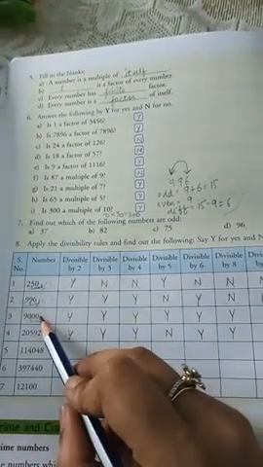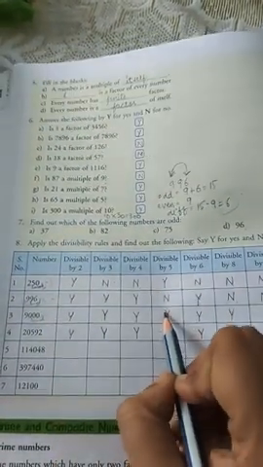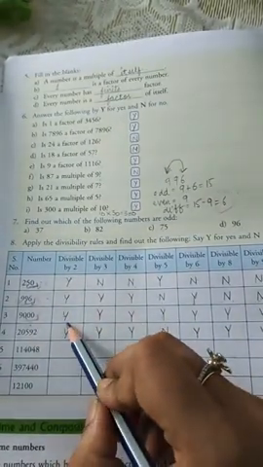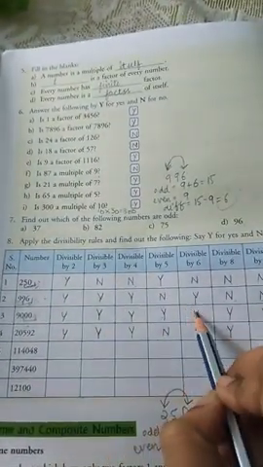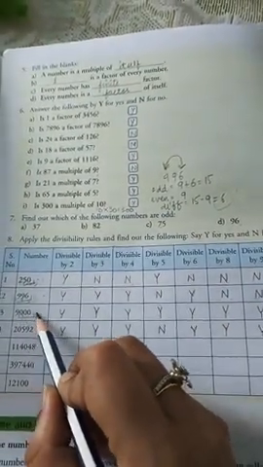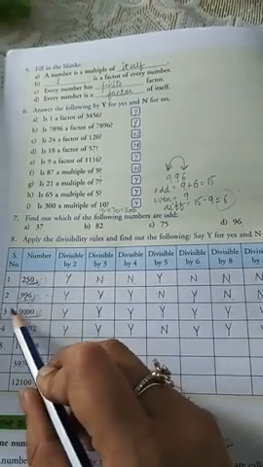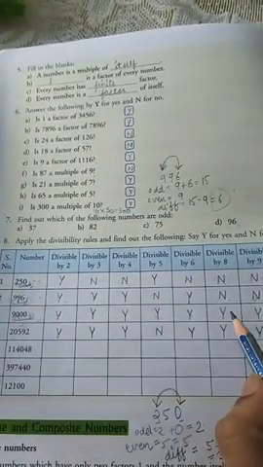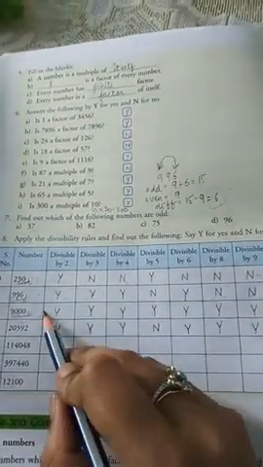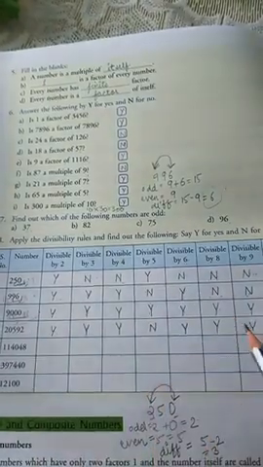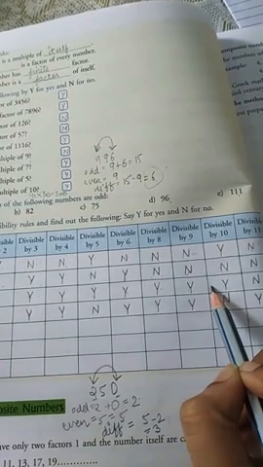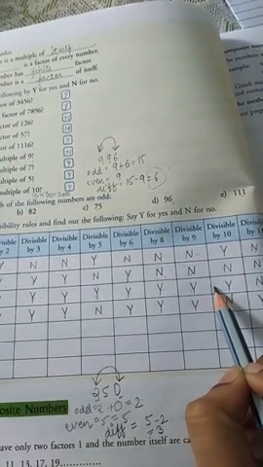Divisibility by 5, observe the ones digit, it is 0, so it is divisible by 5. Divisibility by 6, observe 9000 is divisible by 2 and also by 3, so it is divisible by 6 also. Now divisibility by 8, the last 3 digits. The last 3 digits are 0, so you can simply divide 9000 by 8. So it is divisible by 8, I have written yes. Now divisibility by 9, the sum of the digits is divisible by 9, so 9000 is divisible by 9. Divisibility by 10, the ones digit is 0, so 9000 is also divisible by 10.